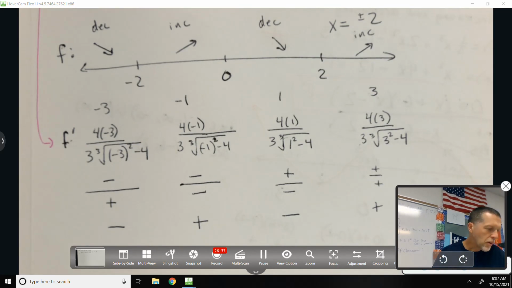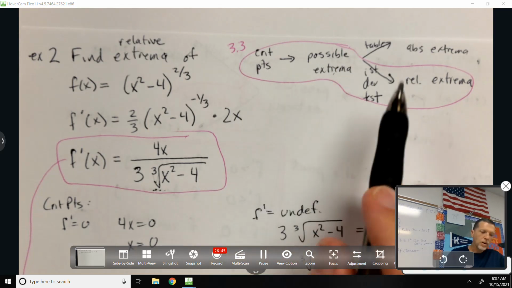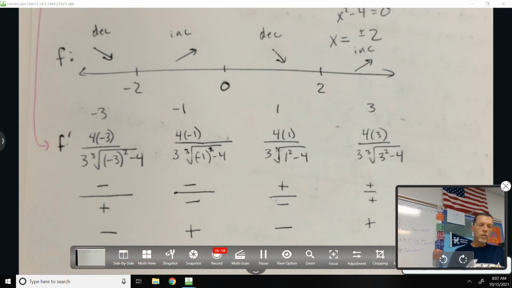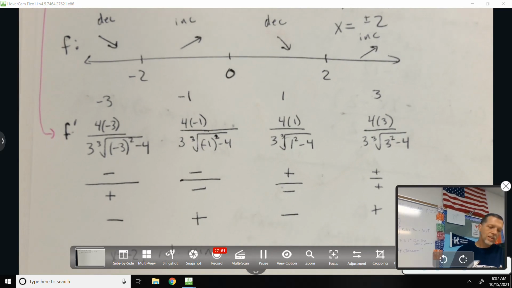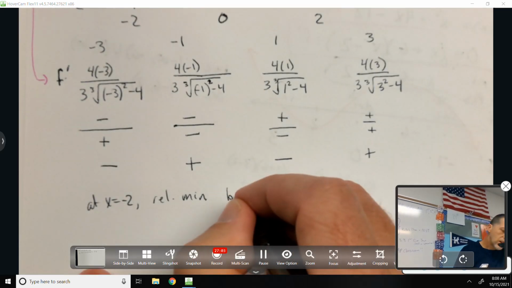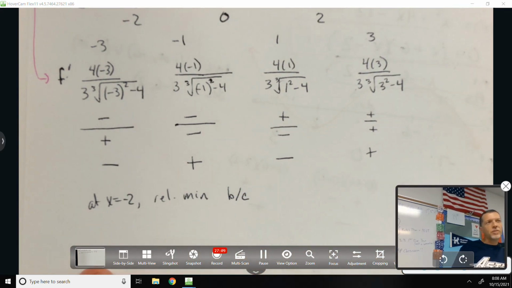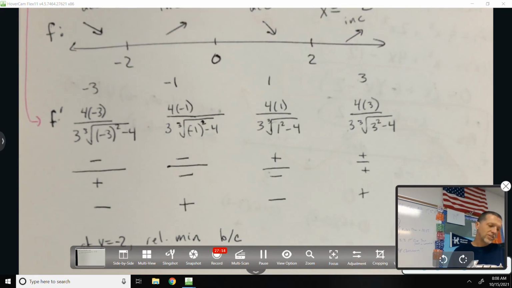All right, I keep going back to what was the point of this problem now. Find the relative extrema. Back to our roadmap. Critical points lead to possible extrema. We just did the first derivative test. Now let's make some conclusions. So what's going on at x equals negative 2? And how did you know that? Okay, yes, but what goes from negative to positive? You got to be specific. What goes from negative to positive at x equals negative 2?